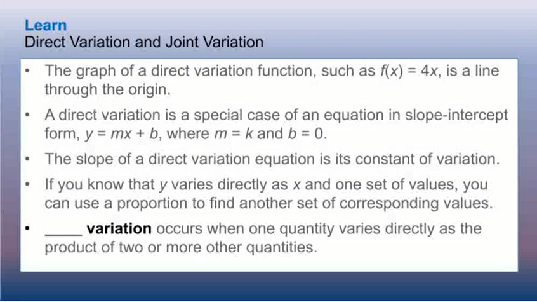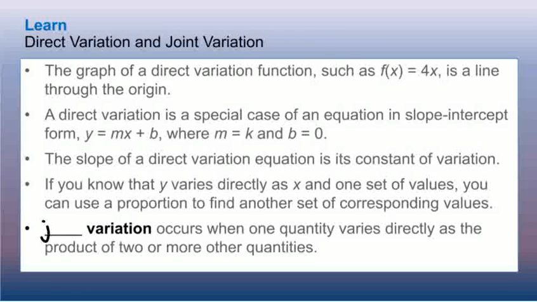The graph of a direct variation function, such as f of x equaling 4x, is a line through the origin. The direct variation is a special case of an equation in slope-intercept form of y equals mx plus b, your b just being 0. So that's why it crosses the origin. The slope of a direct variation equation is its constant of variation. If you know that y varies directly as x in one set of values, you can use the proportion to find another set of corresponding values.